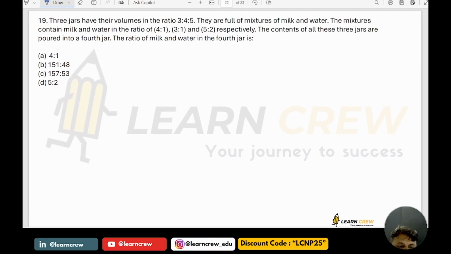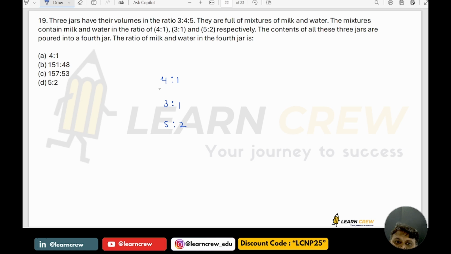Question number 19. 3 jars have their volumes in the ratio 3:4:5. They are full of mixtures of milk and water. These mixtures contain milk and water in the ratio 4:1 in the first one, 3:1 in the second one, and 5:2 in the third one. So these 3 jars have their volumes in the ratio 3:4:5.